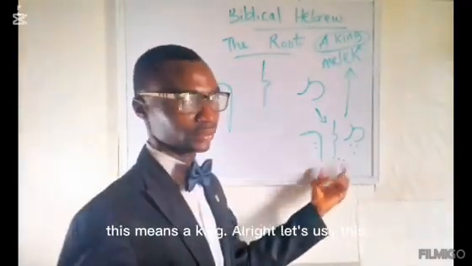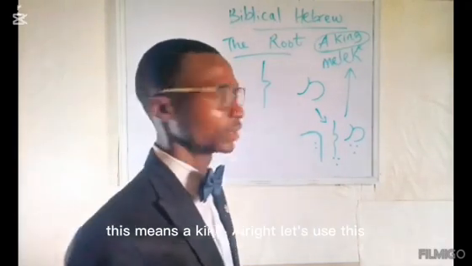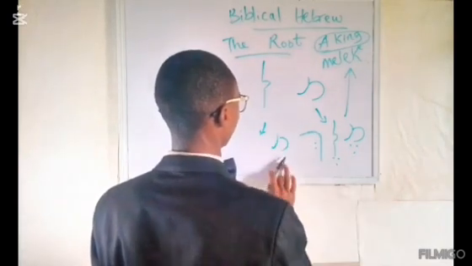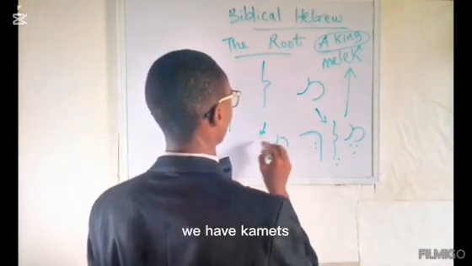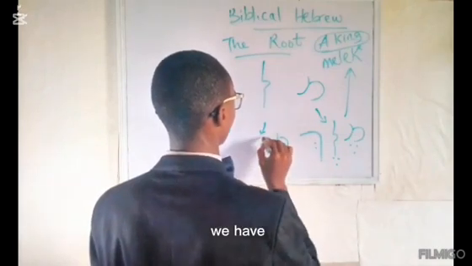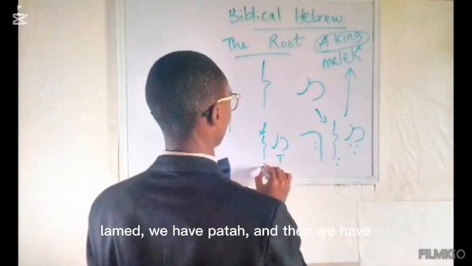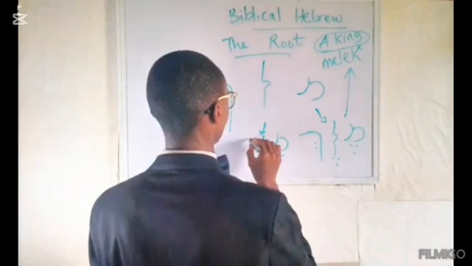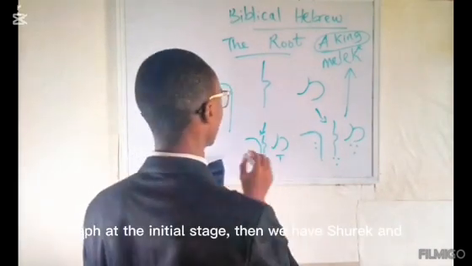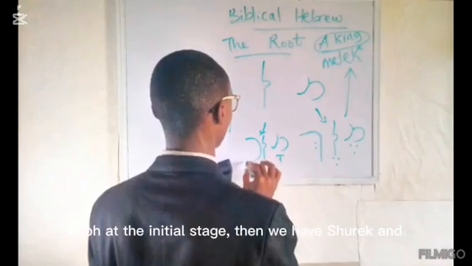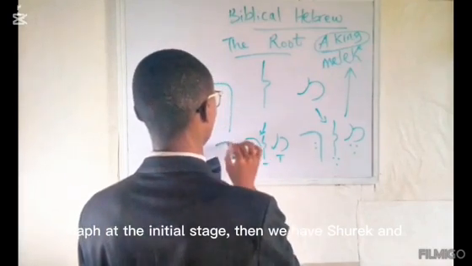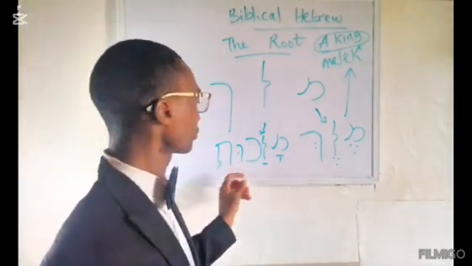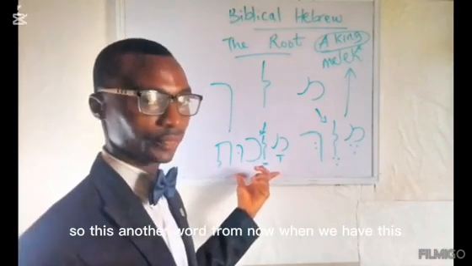This means a king. Alright, let's use this. We have lamed, mem, kamet, lamed, matzah, and then we have calf, the initial stage, then we have shurek, and dog. So this is another word from this root.